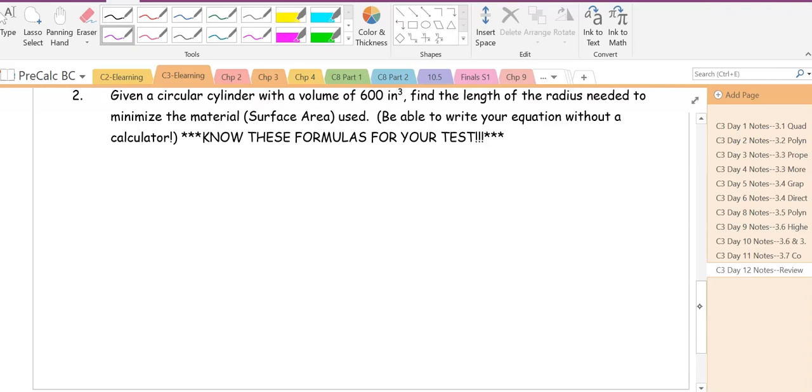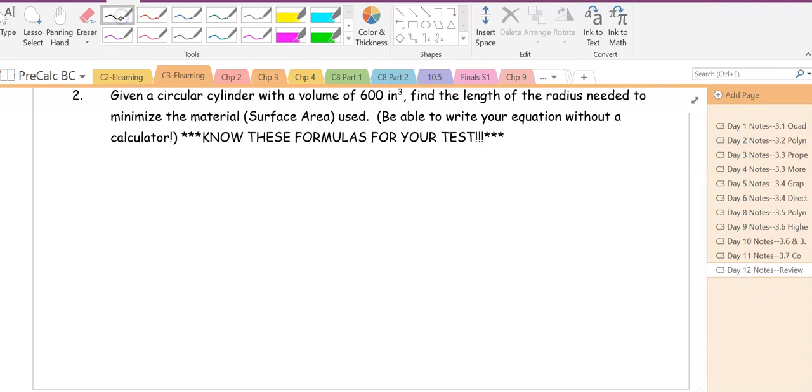Okay, so again, in the past, you would have non-calculator and calculator portions. This is a problem you should be able to do non-calculator, but again, I can't really police that. So, anything you can do without a calculator in this class, you should do that.